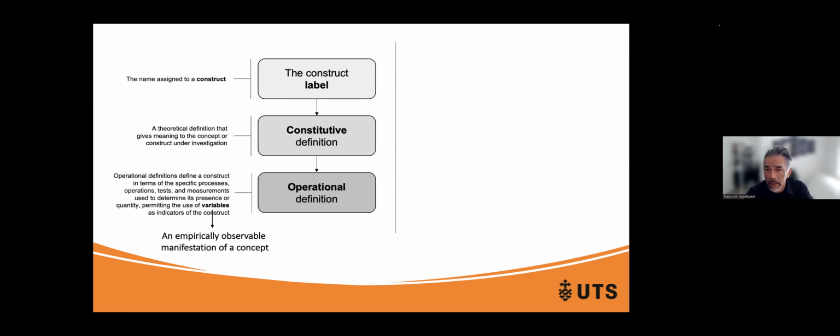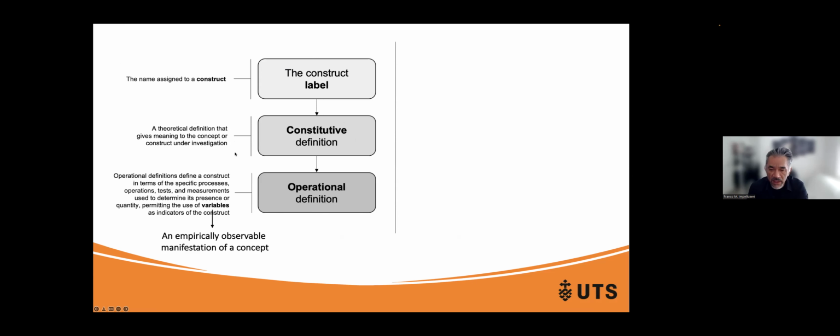When you have a construct, you need to use a label. A label is because we have to communicate to other people what construct we are referring to. So I need to assign a name to this construct. But once I assign the name, I have to provide the so-called constitutive or descriptive definition. So it's a theoretical definition that gives meanings to the concept or construct under investigation.